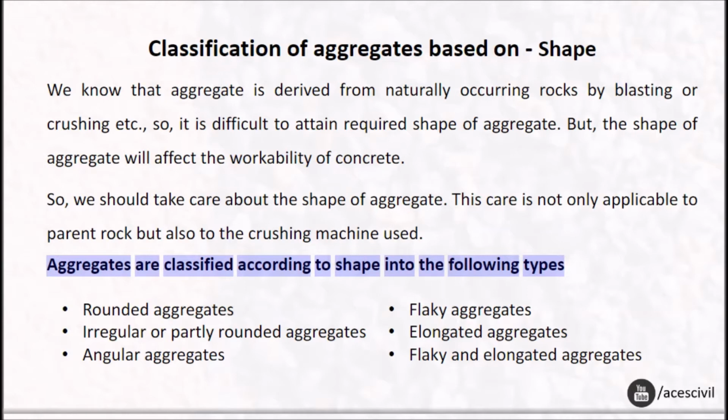Aggregates are classified according to shape into the following types. Rounded aggregates. Irregular or partly rounded aggregates. Angular aggregates. Flaky aggregates. Elongated aggregates. Flaky and elongated aggregates.